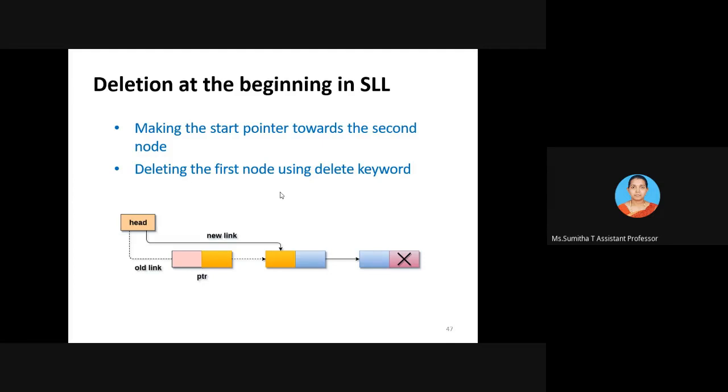How we can delete? With the help of the delete keyword we can delete. We have to make the link between the start pointer and the second node, and assign the second node as the head node. After that we are just removing the first node. Using the delete keyword we can remove the first node.